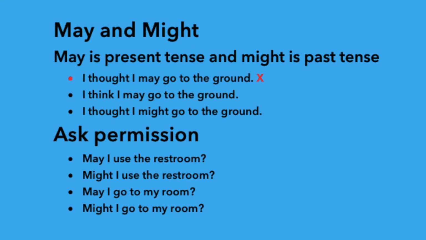The grammatical distinction between the two words is tense-based. May is the present tense and might is the past tense. If I say, I thought I may go to the ground, it is incorrect usage. I should say, I think I may go to the ground, or I thought I might go to the ground. Think is present tense, so may, and thought is past tense, so might.